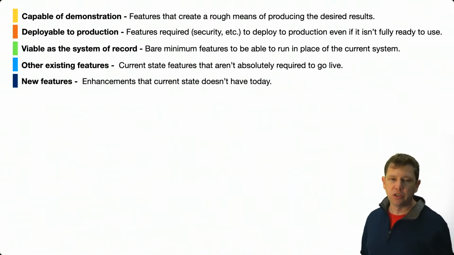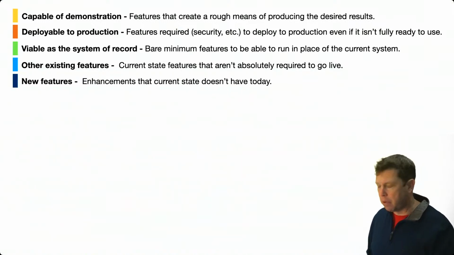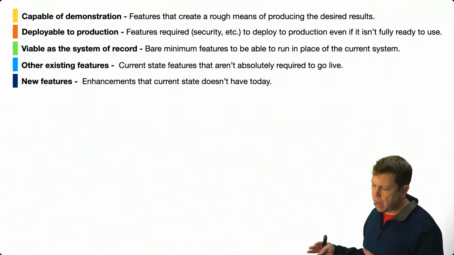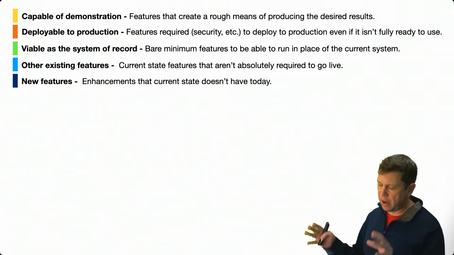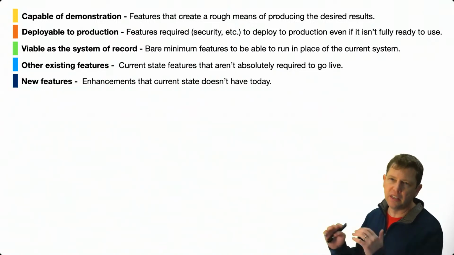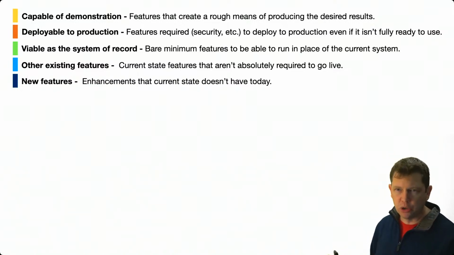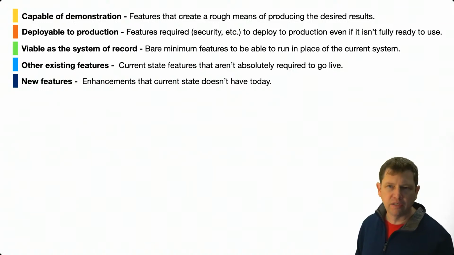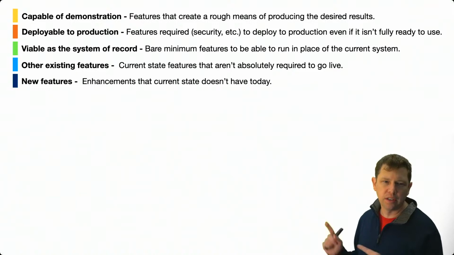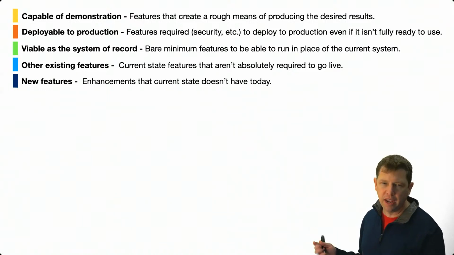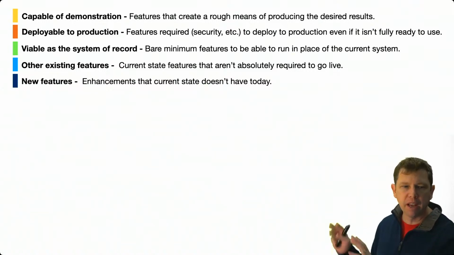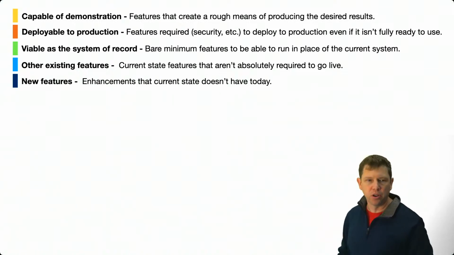Blue would be other existing features, so current state features that maybe we don't need to go live. The big example I have of that was on a project for the Treasury. The old system allowed us to go in and put in calendar dates and say these are federal holidays. There was a nice UI for doing that. Well, as we talked to them more, they said, you know what, if we load up the calendar holidays for the next 2 years, we really can defer this. It's an existing feature and we do want it someday, but it's not as important as other things because we can give ourselves a two-year runway on this. So that becomes an existing feature that isn't absolutely required to go live.